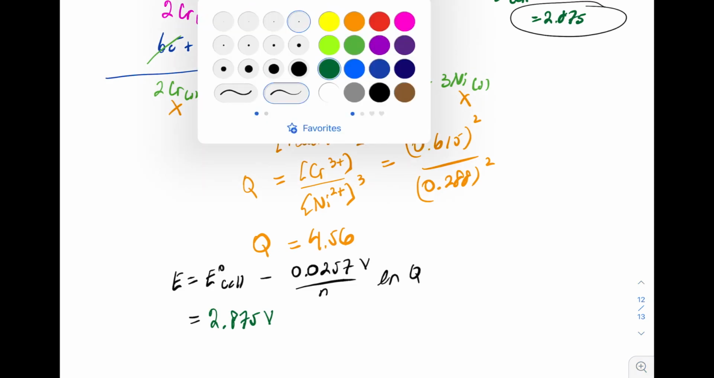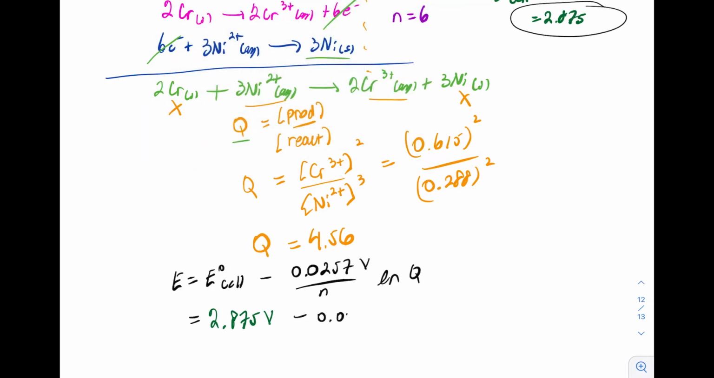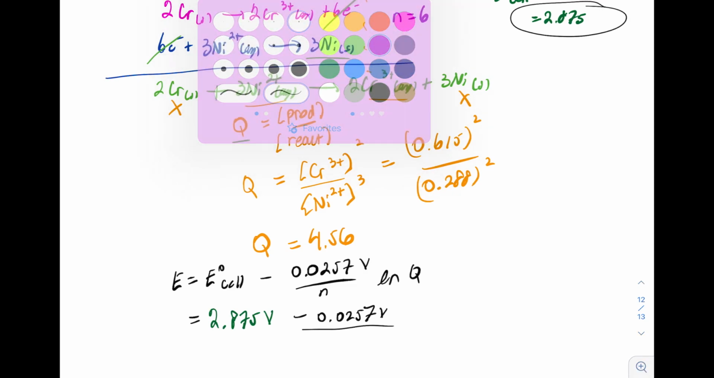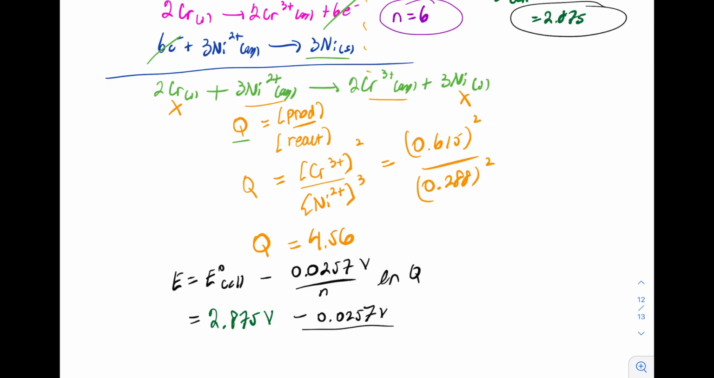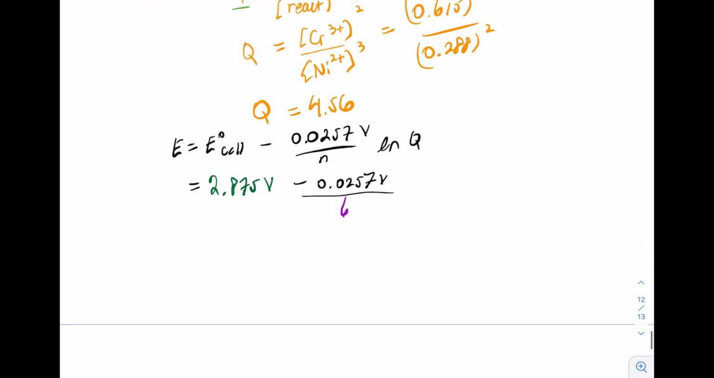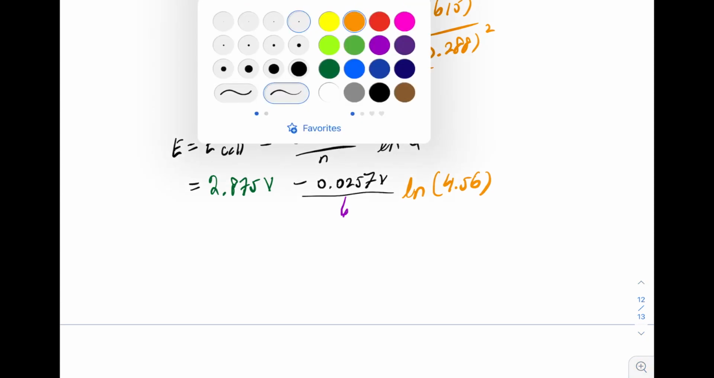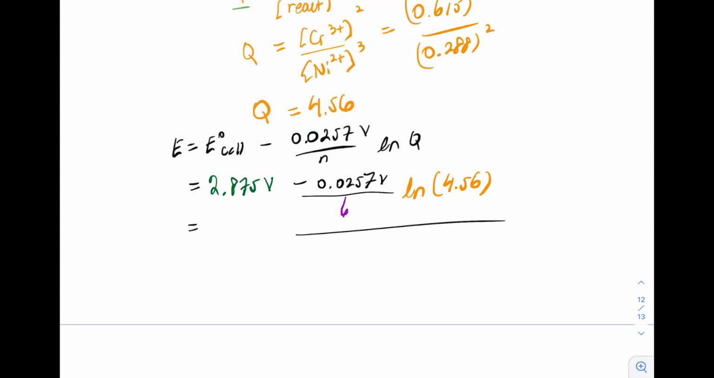And then the rest is a little bit of constants here, so 0.0257 volts. And then in purple here, we said that N was 6 when we balanced the half reaction, right? And then in orange, we have the natural log of Q, which is 4.56. So it's kind of like 3 different problems all in one. And I'll do this right-hand portion first. So 4.56, hit the ln button on your calculator, times 0.0257 divided by 6.